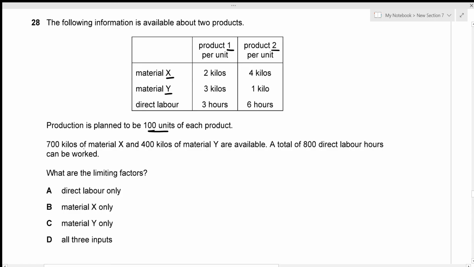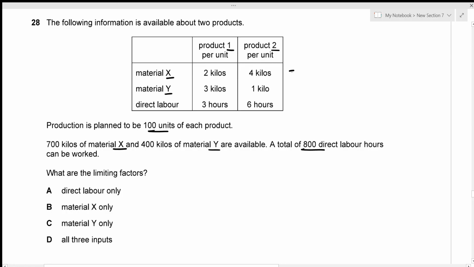Then 700 kilos of material X, 400 kilos of material Y are available, and a total of 800 direct labor hours can be worked. So we need to figure out the limiting factors. In order to figure that out, we need to figure out the actual material X, material Y, and direct labor required to produce 100 units of both product 1 and product 2.